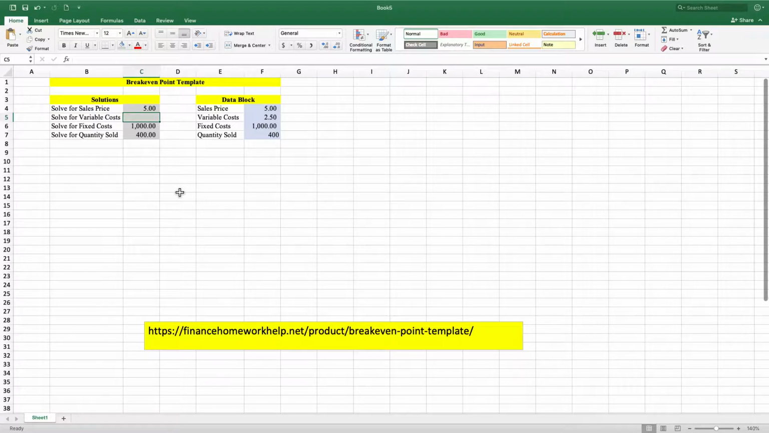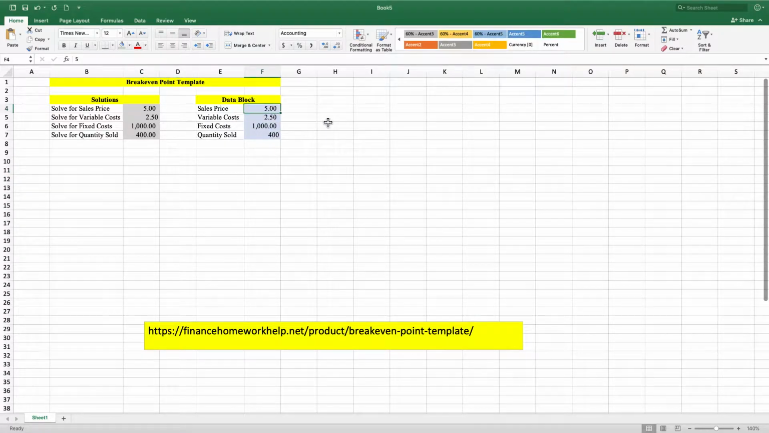And the next thing is going to be a variable cost. So the variable cost, the formula here is going to be a negative sign, open up a parenthesis, fixed cost divided by quantity sold minus sales price, close the parenthesis, and now we got 2.5, and we'll just move that out a little bit. So the next thing we want to do is we want to test this.